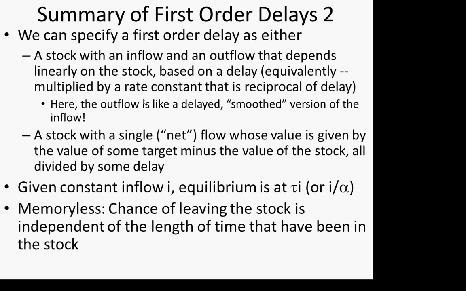Okay, so alternatively, we could specify a first order delay as a stock with an inflow and outflow, with an outflow that depends linearly on the value of the stock, based on some delay, or multiplied by a rate constant. We saw that. Or it could be specified just like we've just seen, as a stock with a single net flow whose value is given by the value of some target minus the value of the stock, all divided by some delay, or all times some rate constant. Though traditionally these are done with delays, as the preferred way.